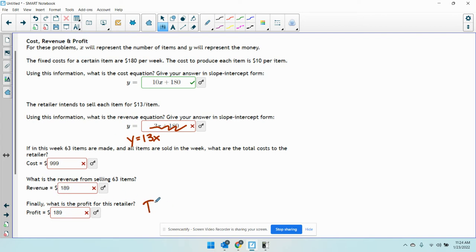And then for the last one, just remember profit equals revenue minus cost. You can think of the word price. That's how I remember it. Price, PRC. You can do the I here and the E here. P equals R minus C.